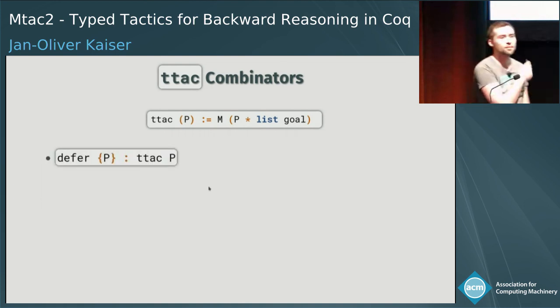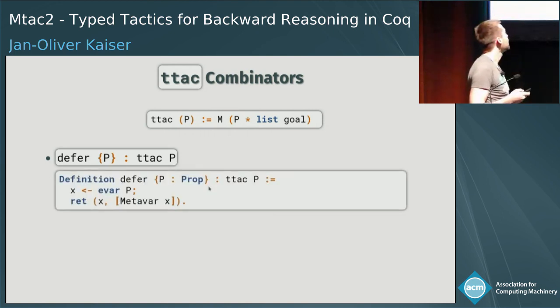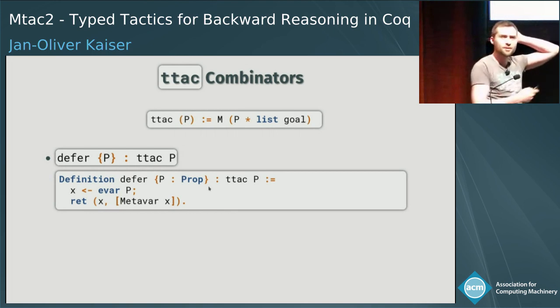So the first one is a combinator you haven't seen. It's called defer, and it simply gives up on the static subgoal. It converts the static subgoal into the dynamic one. And the implementation is correspondingly very easy.